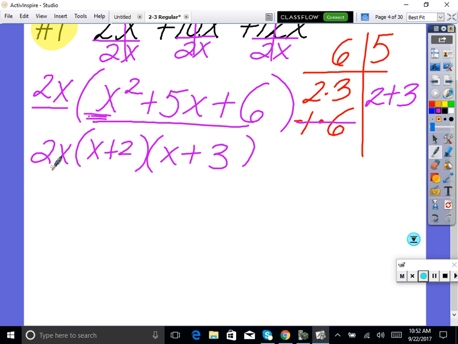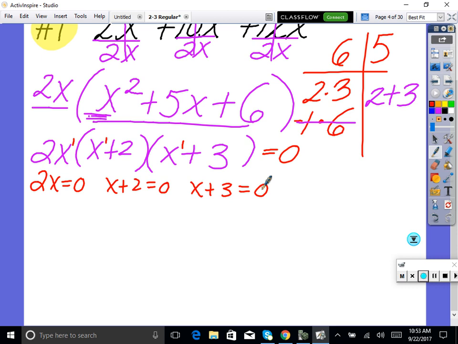Well, now let's go ahead and solve it. Here we go. So the whole goal is to factor it down to linear factors so that we can then set each of those equal to 0 and solve. So here we go. 2x equals 0, x plus 2 equals 0, x plus 3 equals 0. Let's solve for x. Ready? What should I do here? Divide by 2, divide by 2. x equals, what's 0 divided by 2? 0. There's one of our solutions.